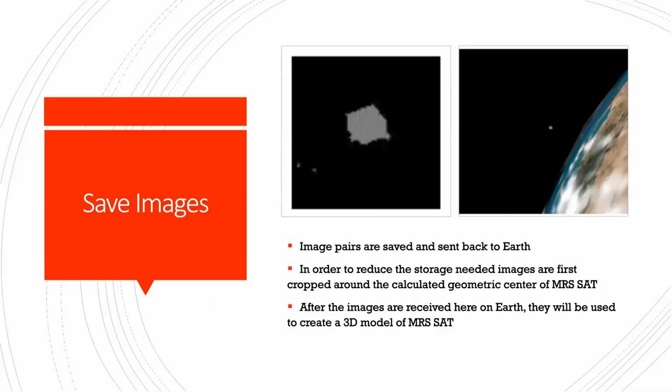So after we get all this information and send it over, we're also going to save the images. So we've saved the pairs. We don't save all the images, only the ones that have been matched up and verified. And also to reduce our storage, we're going to crop all of our images around the geometric center. They end up with an 80 by 80 size, which saves about 99% of our pixel space.